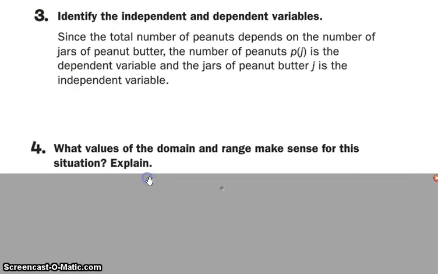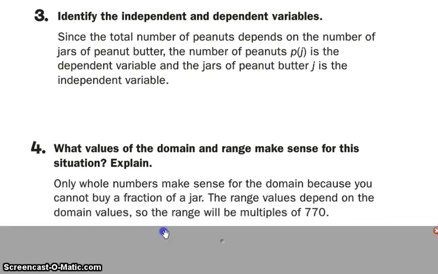Okay, number 4. What values of the domain and range make sense for this situation? So they want to know what range and what domain, what x values and what y values make sense. Only whole numbers make sense for the domain because you cannot buy a fraction of a jar. So if you're looking at your x's, which are your number of jars, you can't buy half of a jar or 3/4 of a jar. So only whole numbers make sense for your x's or your domain.